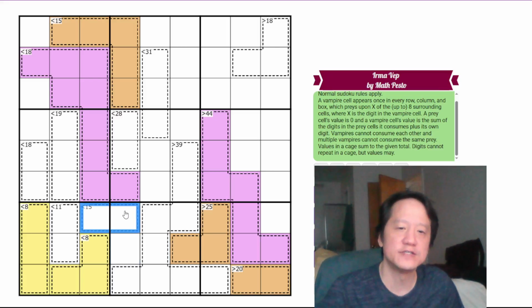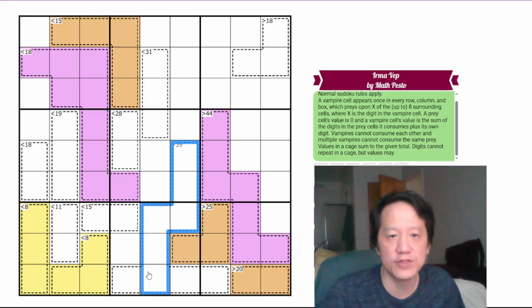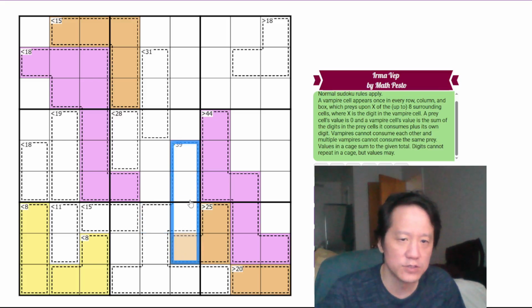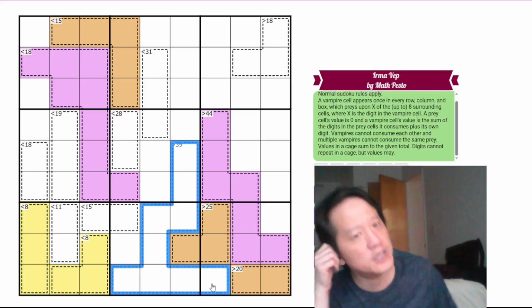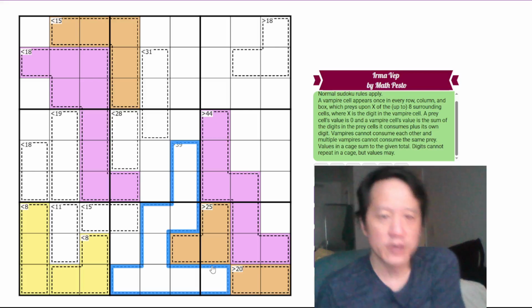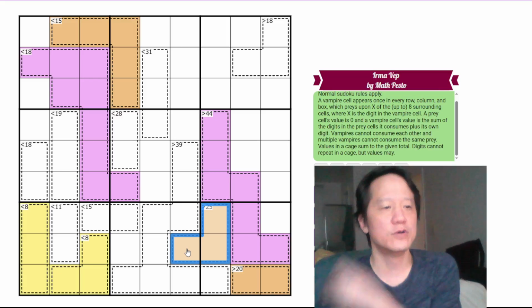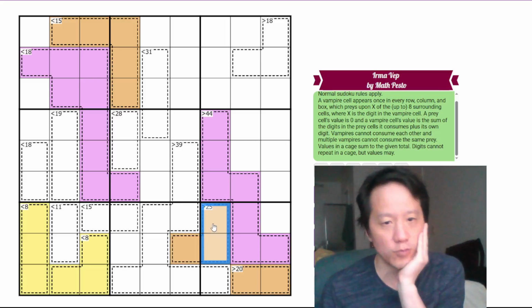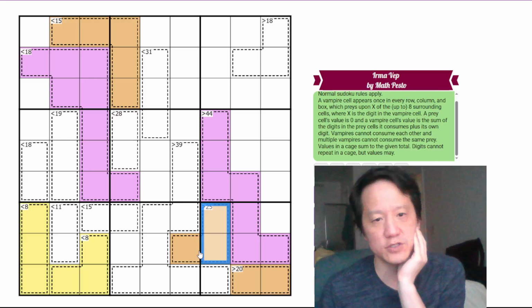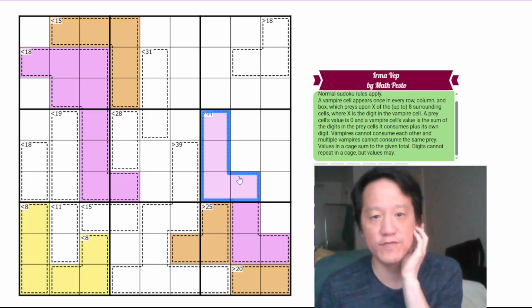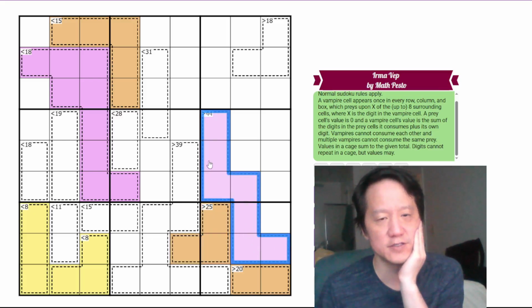We have less than 15, greater than 39. So it's 1, 2, 3, 4, 5, 6, 7, 8, 9. So this should add up to 45 if there's no changes. Okay, so these are the helpful cages because we know, first of all, one of these 3 cage cells is, so greater than 45, one of these 8 cells is a vampire.